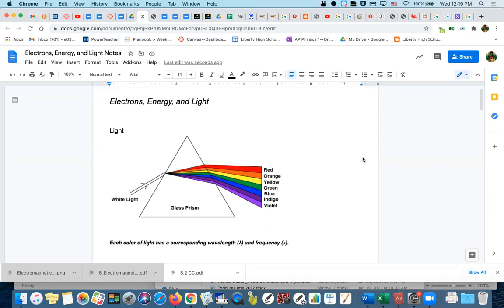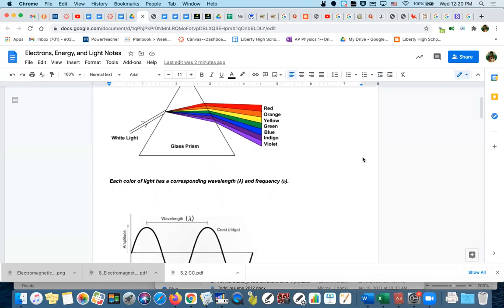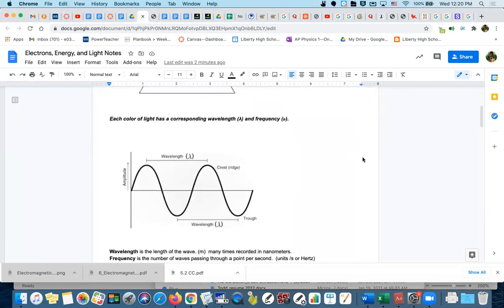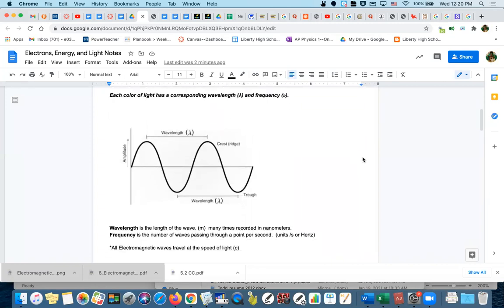And so the red, orange, yellow, green, blue, indigo, and violet, a lot of times we call that ROY G. BIV. Those are the different colors of light. Our eyes don't do that. And so we have to have a prism, or we're going to use some diffraction grating in class to kind of show you this. But each color of light corresponds to a very specific wavelength and frequency.